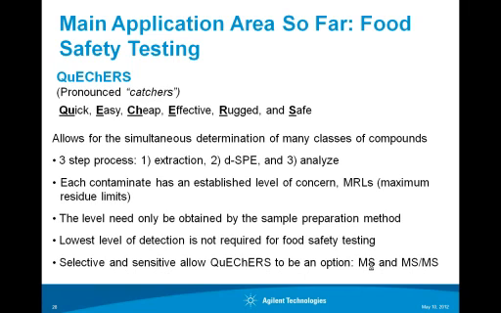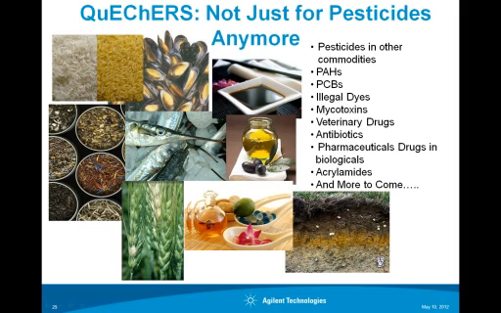As I mentioned, QuEChERS was designed for pesticide analysis. However, it's not just for pesticides anymore. PAHs have been done, PCBs, illegal dyes, mycotoxins, veterinary drugs, antibiotics, pharmaceuticals, acrylamides, and many more. There are over 1,000 application articles per year done on QuEChERS, and it was just developed back in 2003.